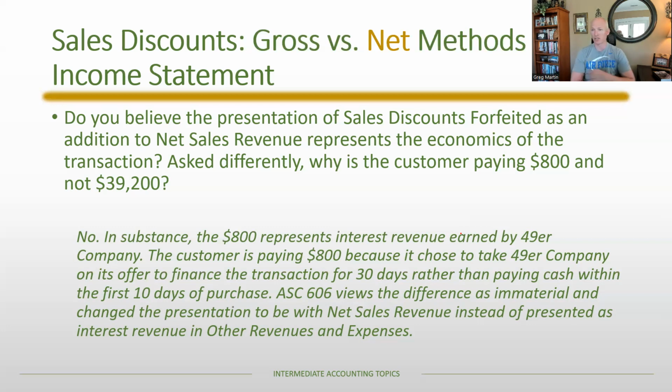But under ASC 606, which is the new revenue recognition standard, it deems the difference when it comes to this sales discount term as immaterial. And so it does not view the $800 as a material part of the transaction, and therefore it allows them to include it in their net sales revenue, instead of being presented as interest revenue further down the income statement. So I'm not sure that's theoretically sound, but it certainly is pragmatic, I guess.